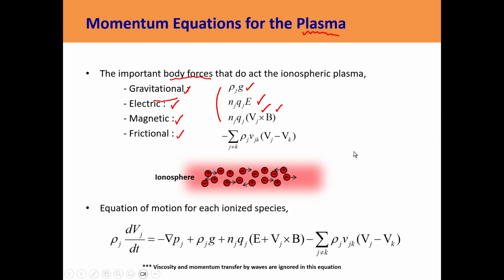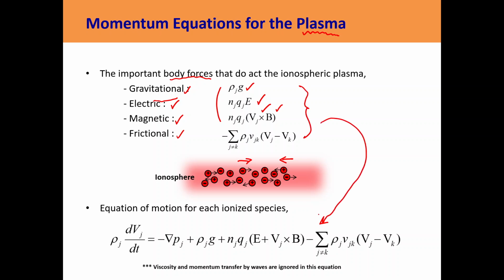Okay. And the last one, which does not seem so clear at the beginning, is more like if you have many electrons, some of them go in one direction, another goes in another direction, and they cancel out, they hit each other. This is what is called frictional force.